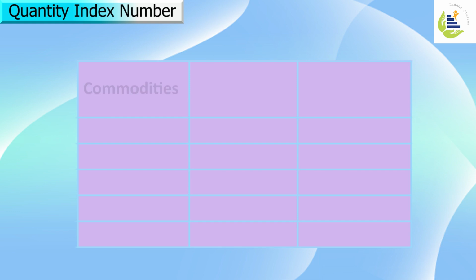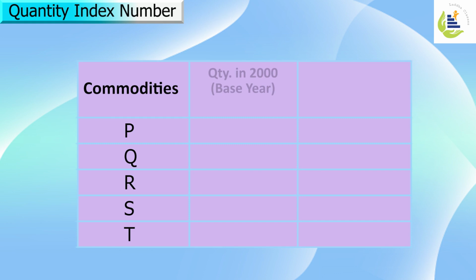Let us take a detailed example. In this table, you will understand there are 5 commodities P, Q, R, S, T. We will take base year as year 2000. So base year's quantity we will represent as Q0. And these are 4, 6, 8, 10, 12 respectively for P, Q, R, S, T.